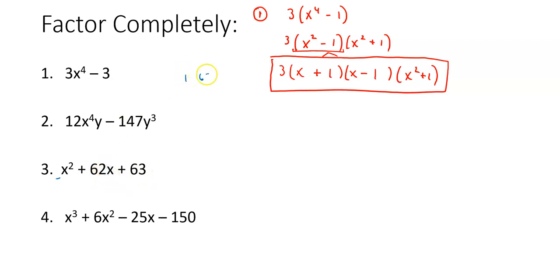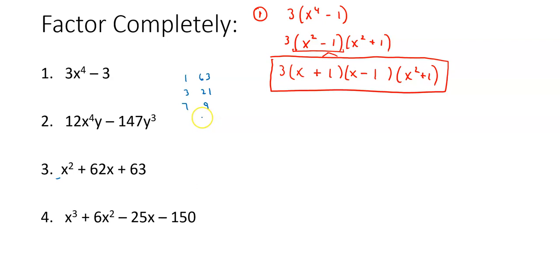So 1 and 63, 3 and 21. It's not an even number, so none of the even factors will work. 7 will work. 7 times 9. What after that? Will 9 work? Well, we already got 9 and 7. So I think these are all the factors there are of 63.